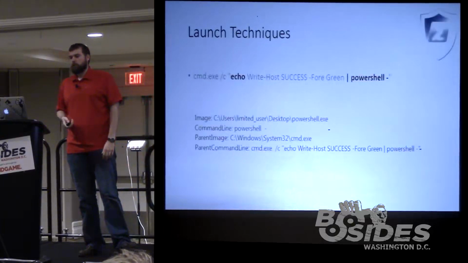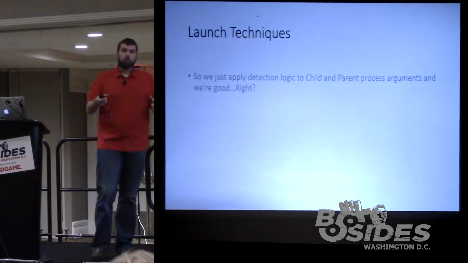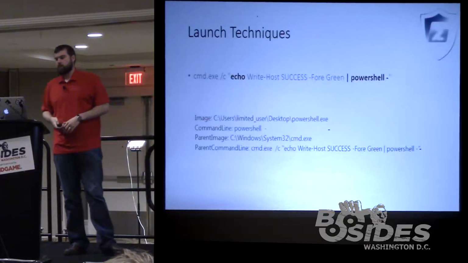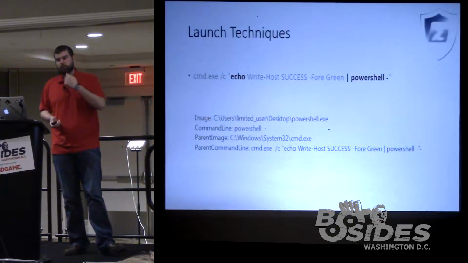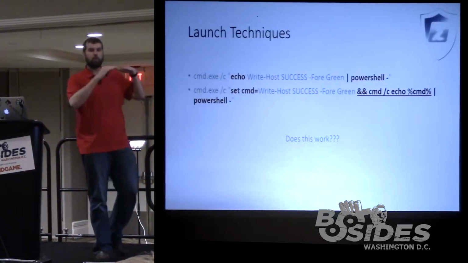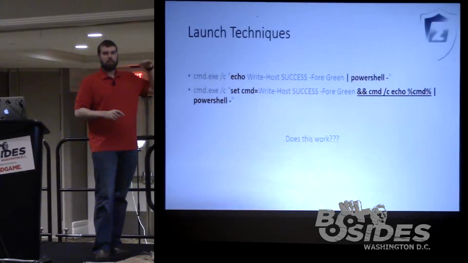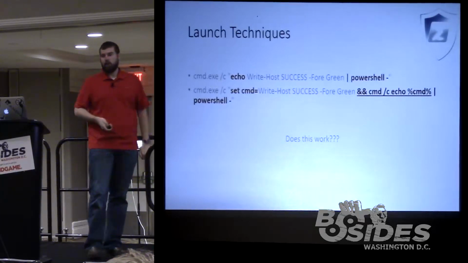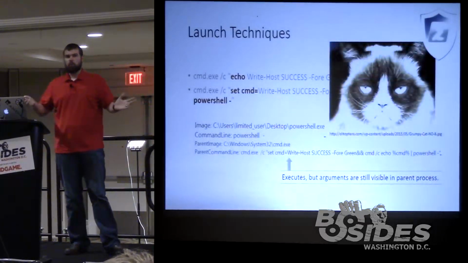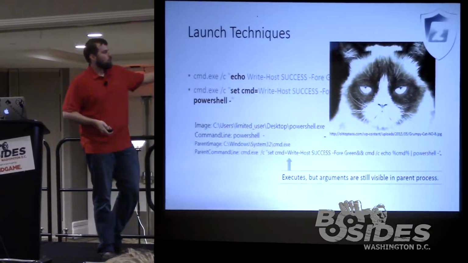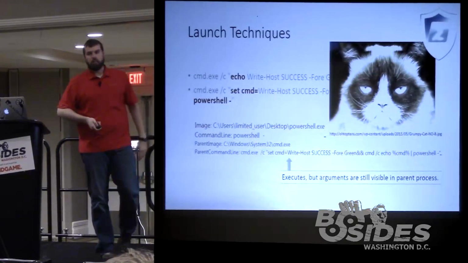So maybe we're thinking, why don't we just look for these arguments in PowerShell.exe and then in its parent process? The problem there is, what if we introduced a third process in the mix? So instead of command spawning PowerShell, what if we said command setting the arguments into environment variables, and then a second command echoing those environment variables into PowerShell, and then PowerShell launches it? Technically this works, but we don't get any benefit out of this because, as we can see, we still see the full command in the parent process.